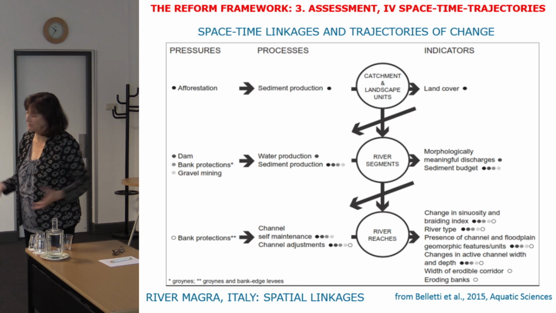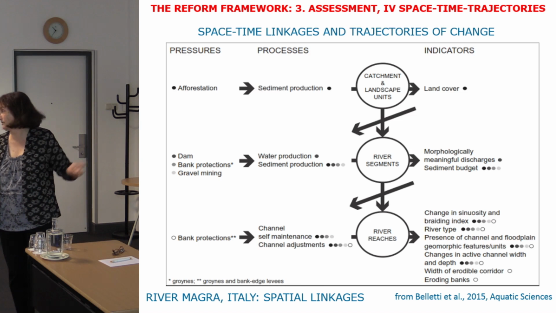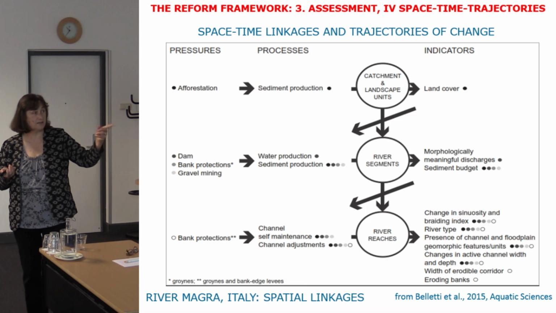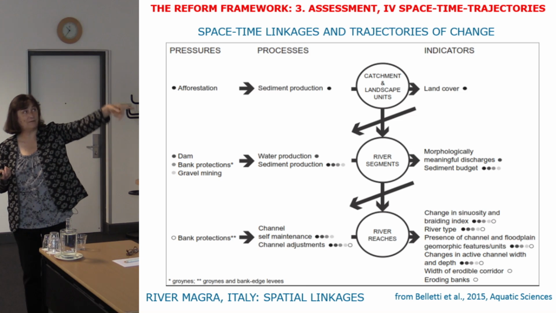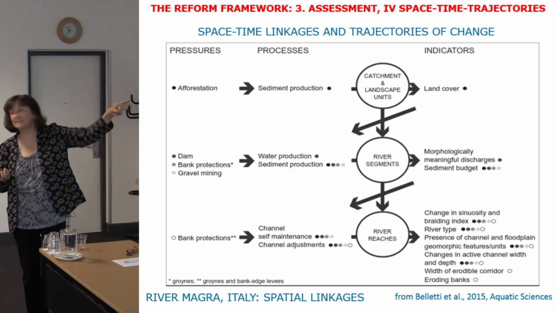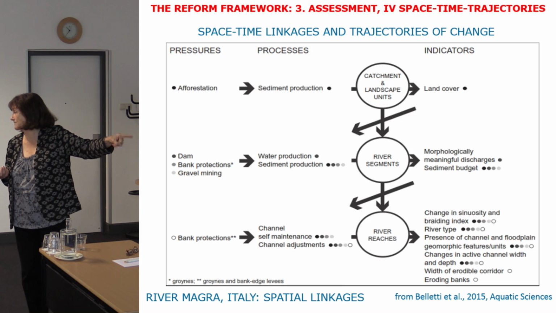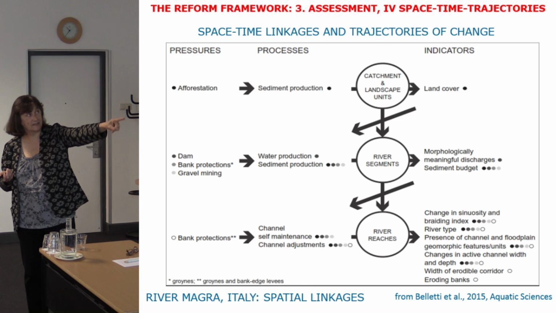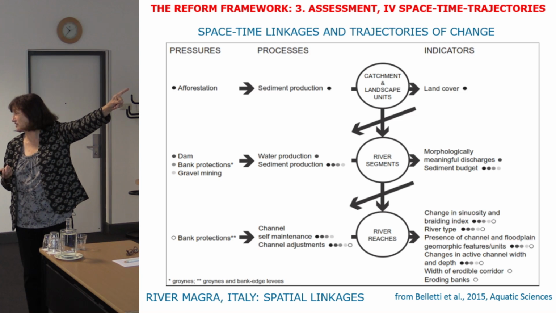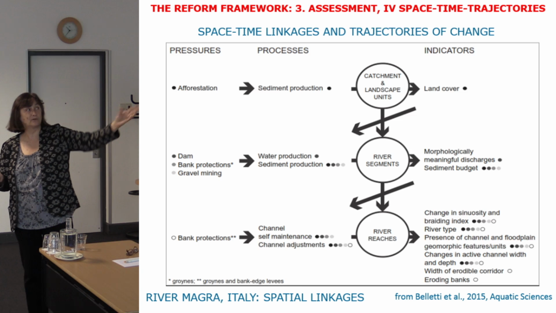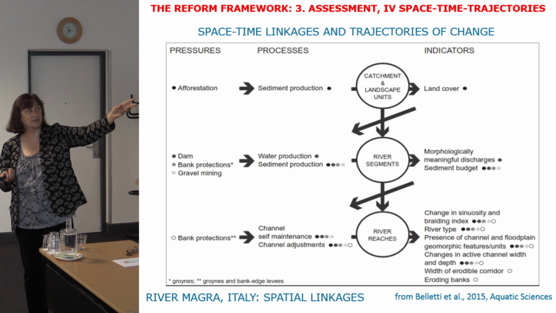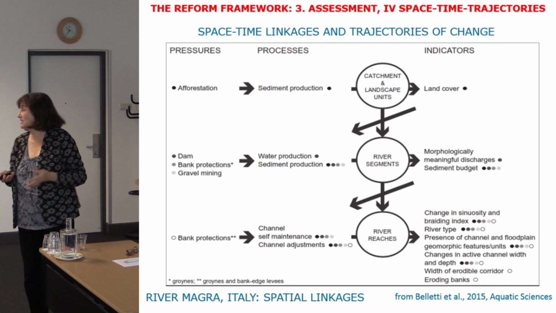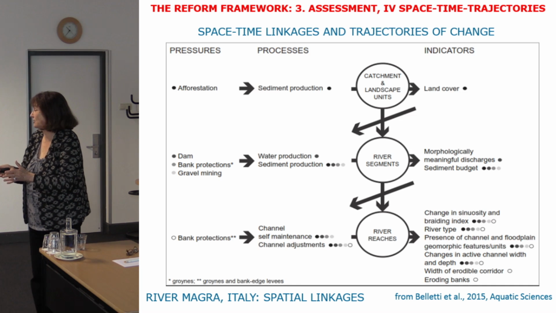So we can look at all sorts of possibilities, but this is an example that Massimo Rinaldi and his colleagues developed for the Magra River in Italy, where down the left-hand side, these are the key things that we identify through this method are having an impact at the reach scale. So at the catchment scale, it's afforestation. Within the broader river network, it's dam construction, bank protection, gravel mining. And within the particular reach, it's largely bank protection.